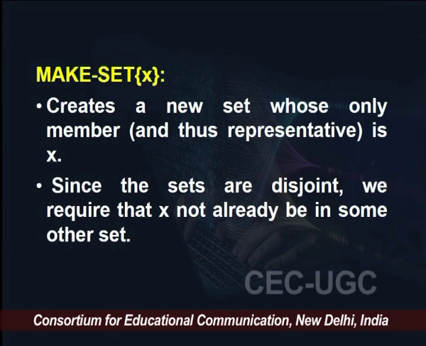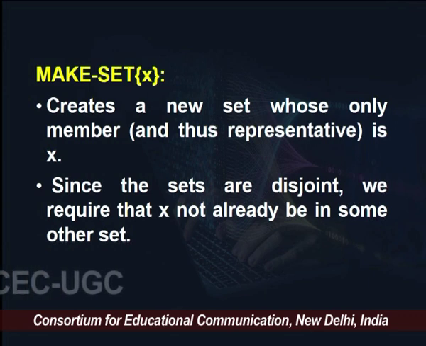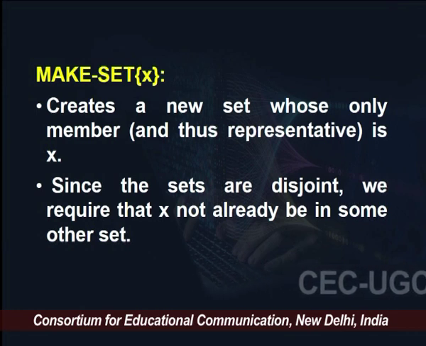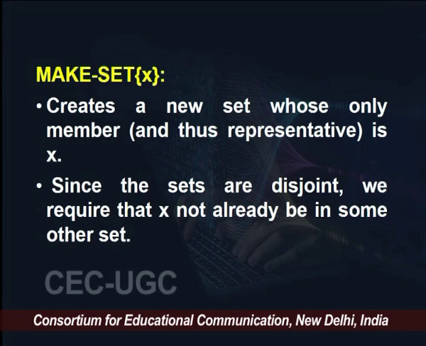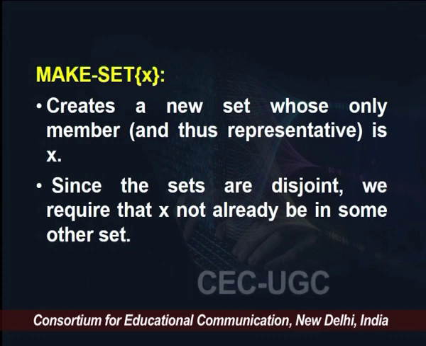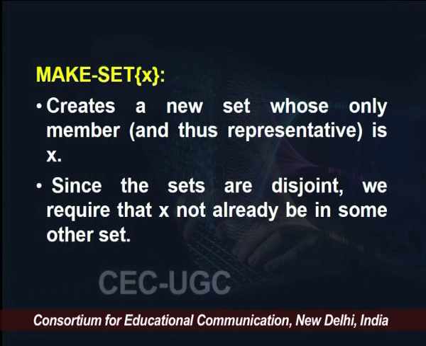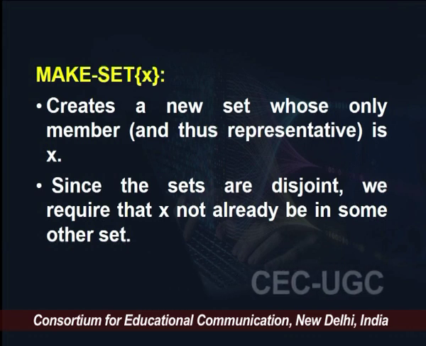Then another operation which comes next is make set X. Make set X is going to create a new set whose only member, and obviously because of being the only member, the representative also will become X. Just a new set has been created and the only member available within that new set is X, and hence it is going to be the representative as well.